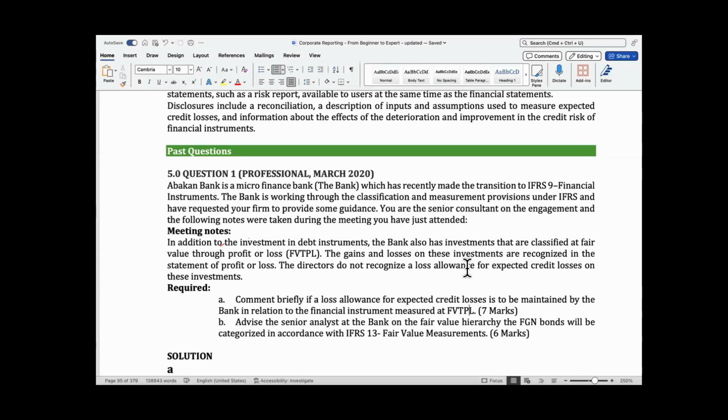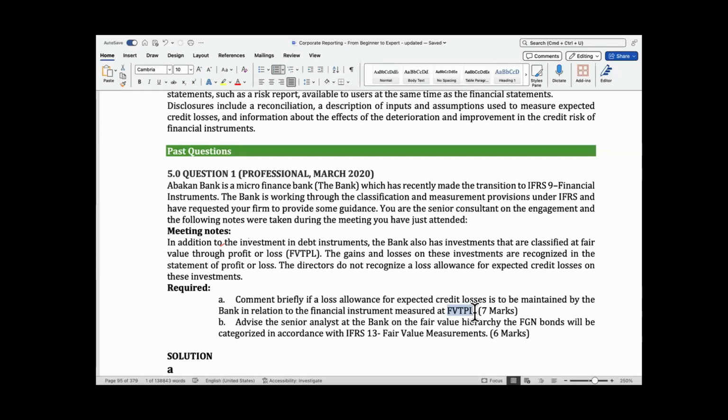So, yes, they should not make impairment loss. And the reason is because I told you earlier on that financial assets that are classified at fair value through P&L, you don't make impairment loss for them. You only make impairment loss for debt investments that are classified at amortized cost and fair value through OCI.